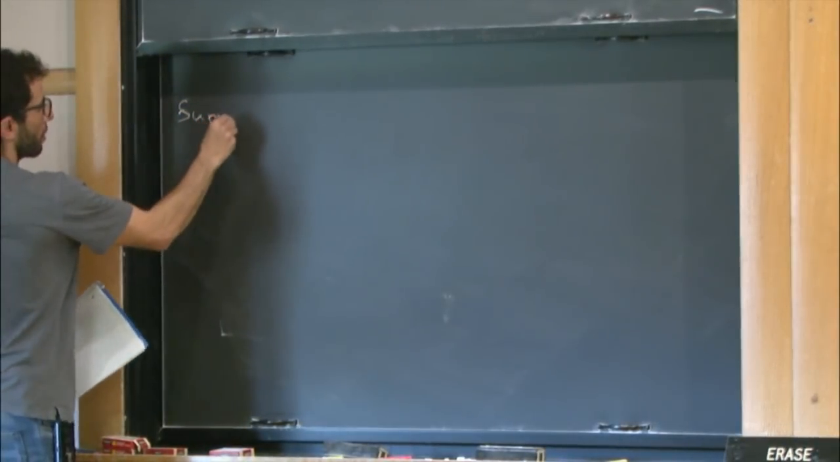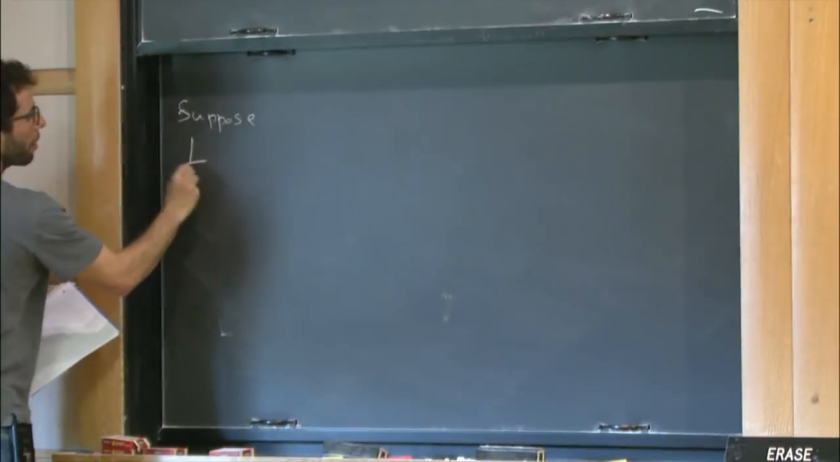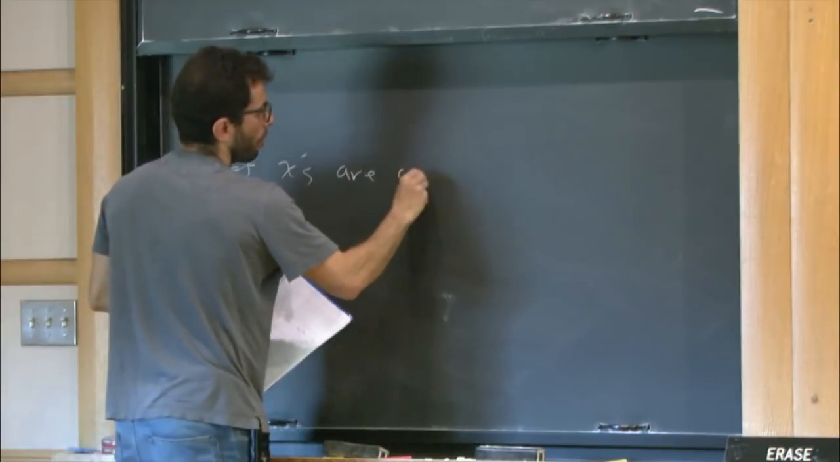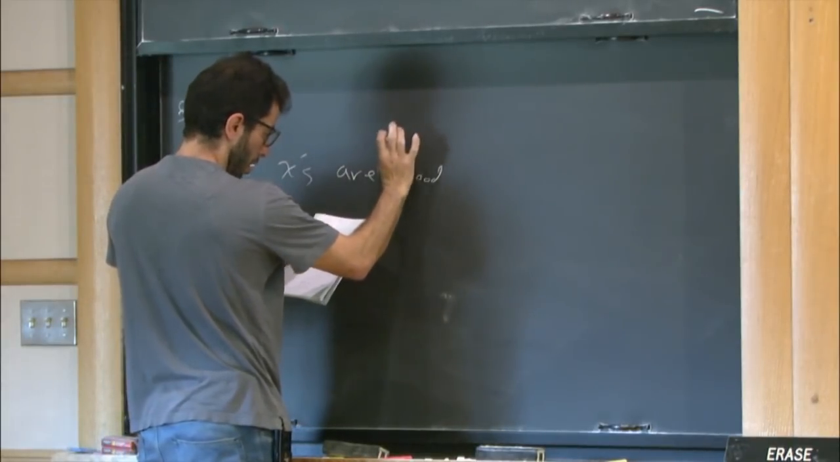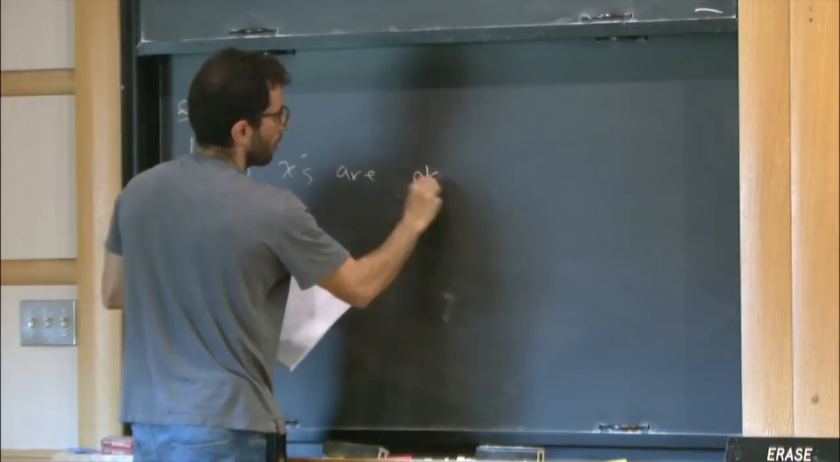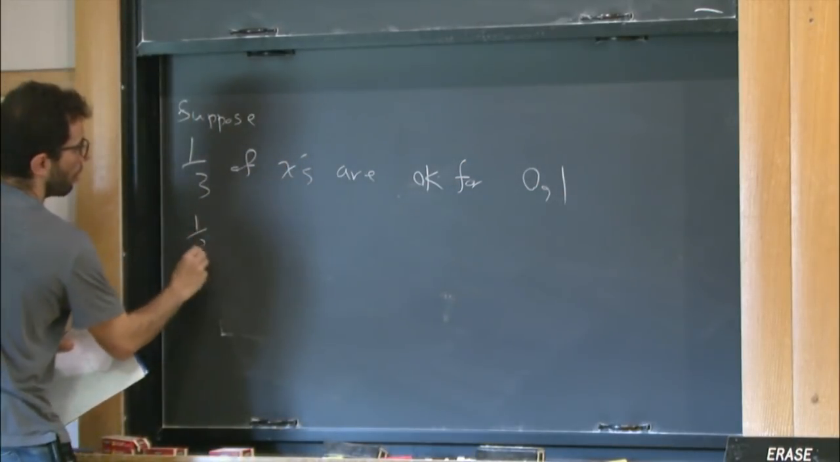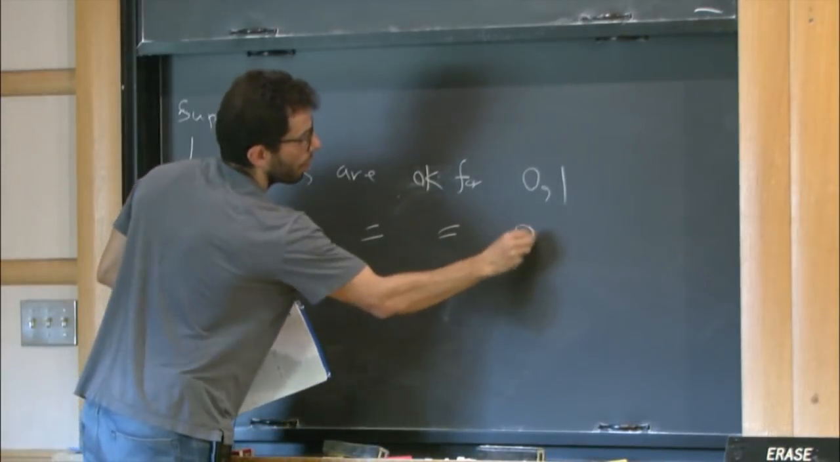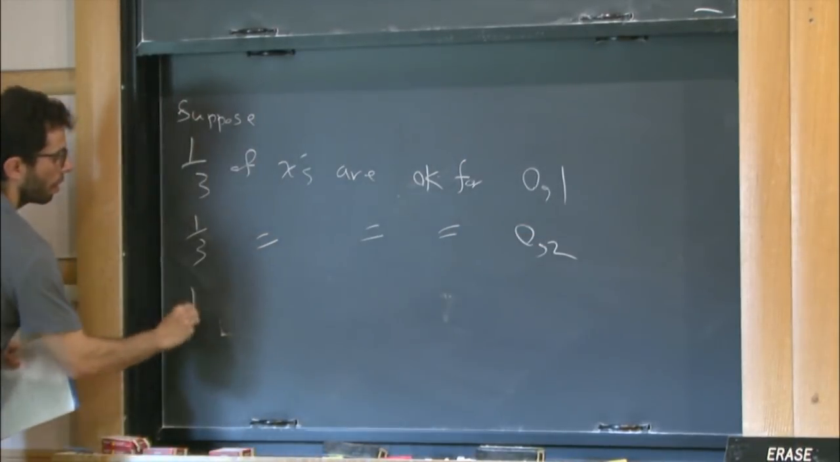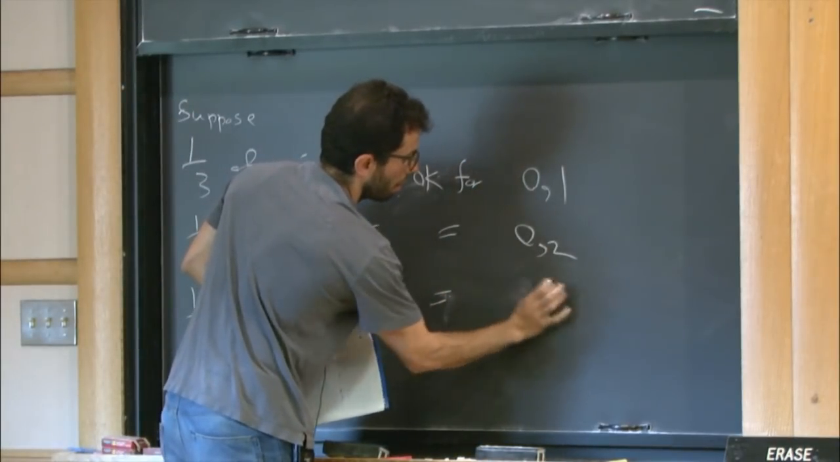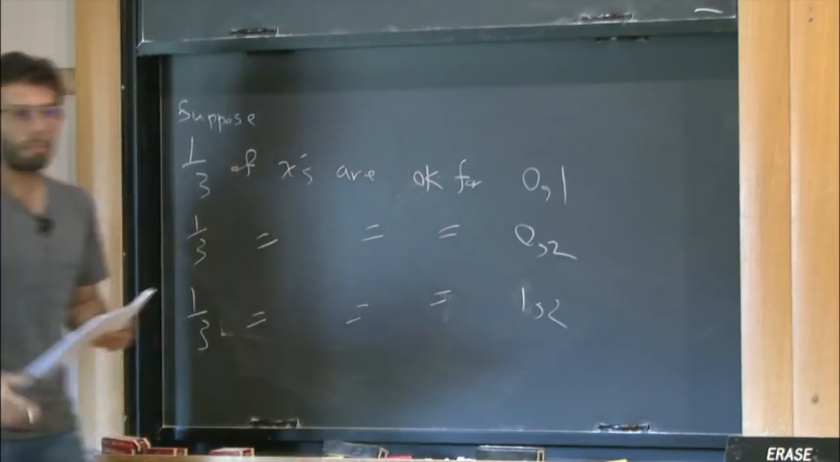Right, so suppose we are in this case now. 1/3 of x's are okay for these two values, say 0 and 1. 1/3 are okay for 0 and 2. And 1/3 are okay for 1 and 2. So we can be in this case.